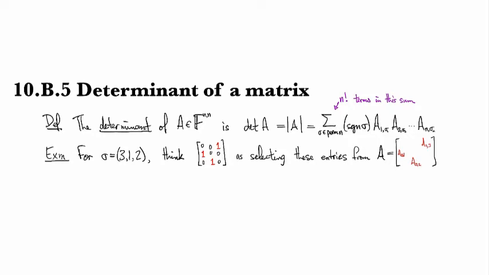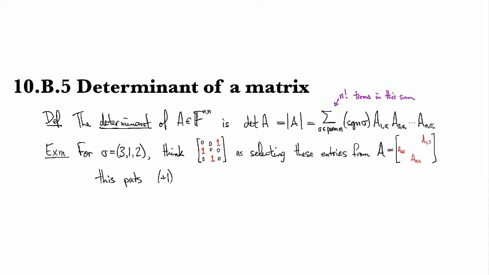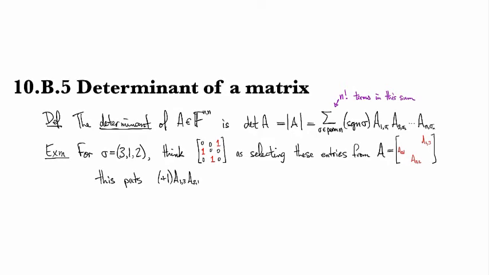Okay, and so we saw that this was a positive permutation, so it's going to be a +1 times A13 A21 A32.